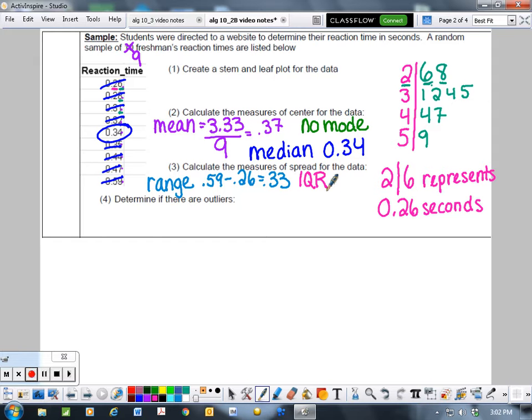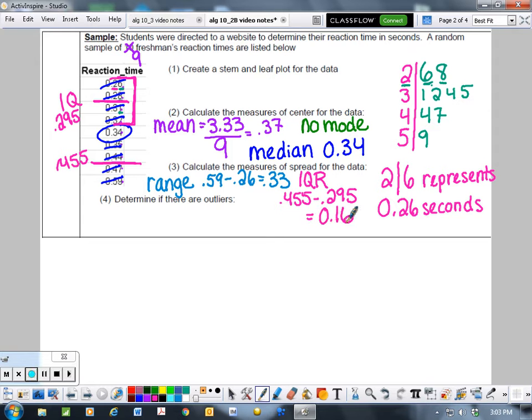So I'd have to find, here's my first half. I do not include the median when I'm looking at first half. So my first half, my median would be right there. So here's my first quartile. And those numbers are 28 and 31. So halfway in between them would be 0.295 when I average them out. And then I'd do third quartile right here, and that would be 0.455. And so for IQR, I would do 0.455 minus 0.295, which would give us a value of 0.16.